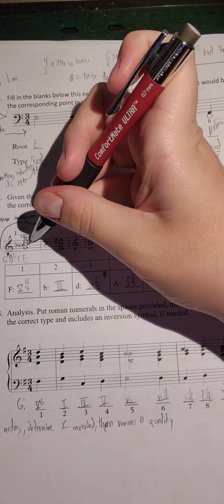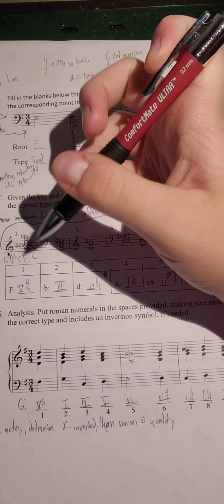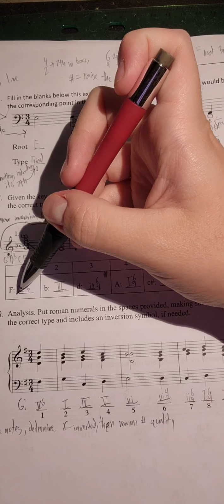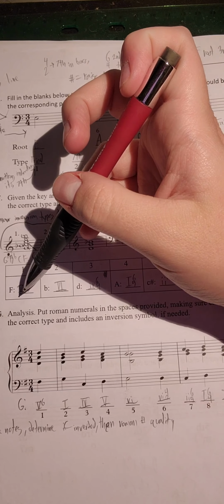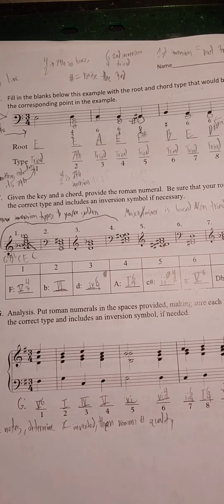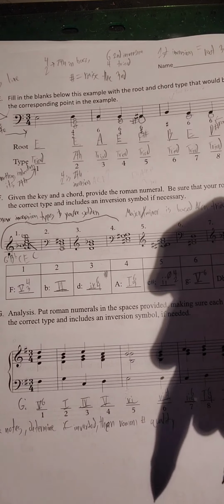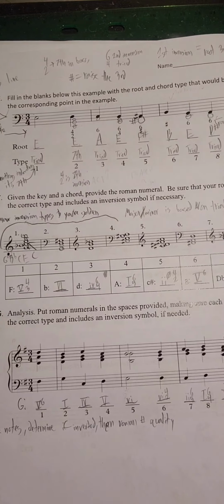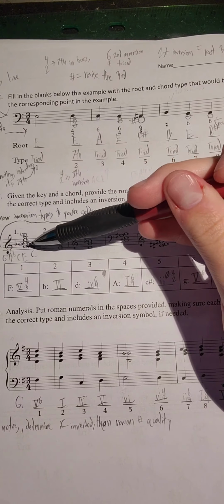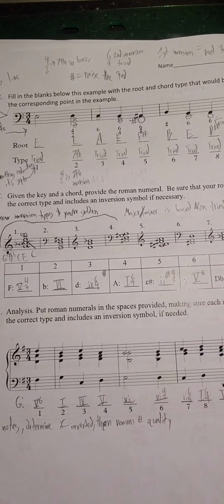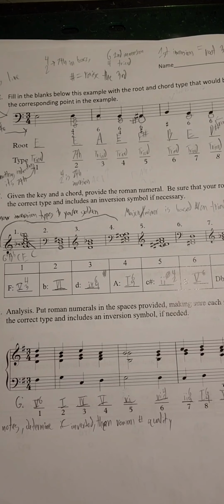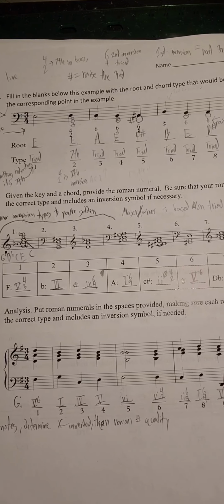So we begin with a C, and above that C is 5. And whether the Roman numeral is major or minor is based on the type of the triad. So we have C, E, G, C to E, major third, E to G, minor third, major triad.